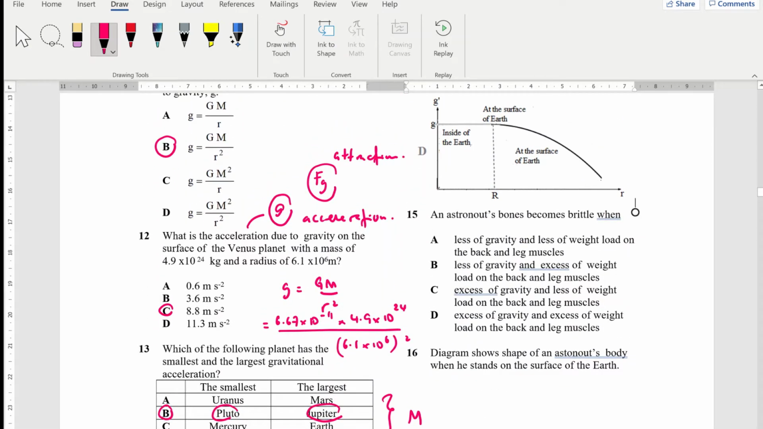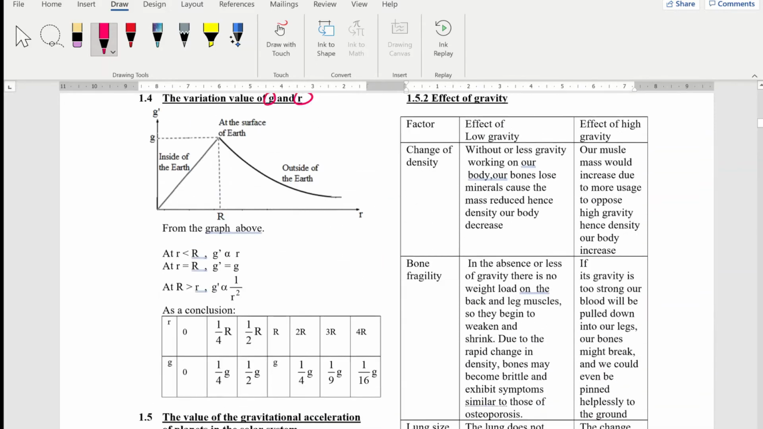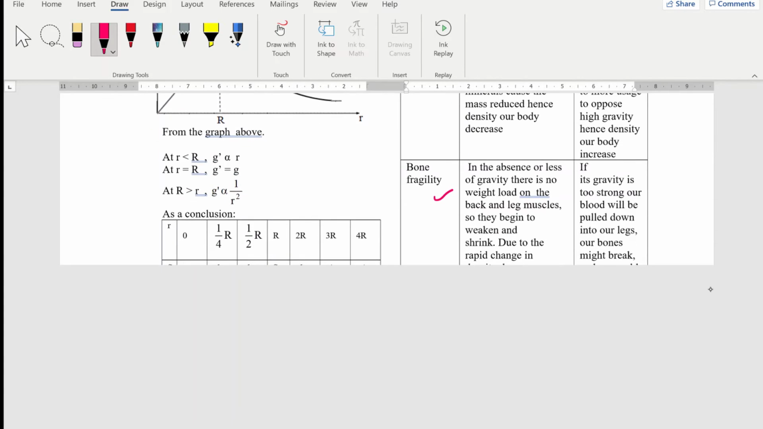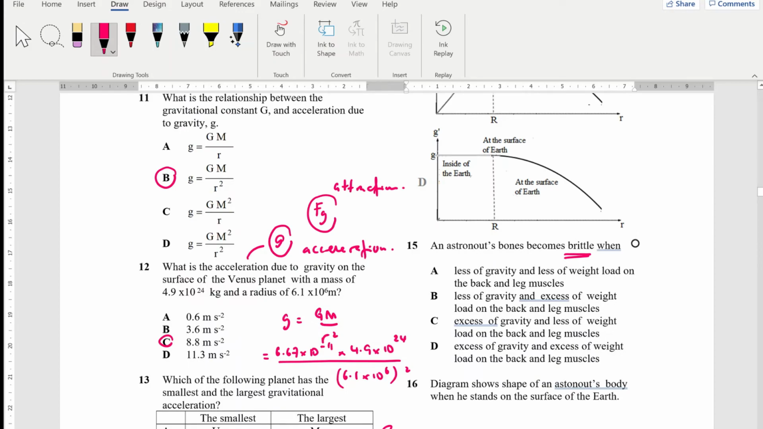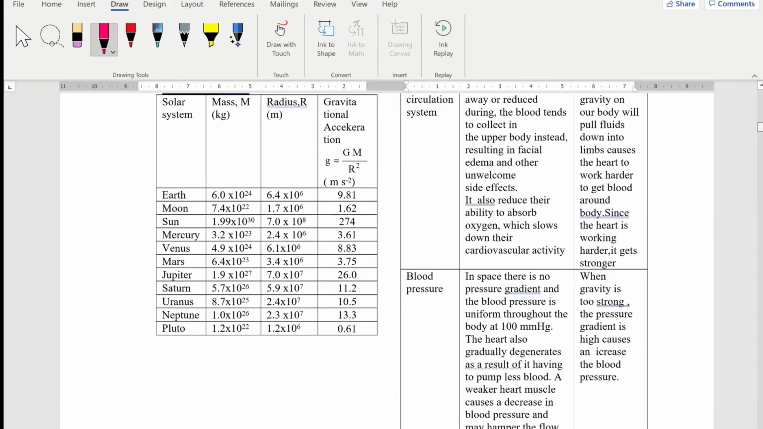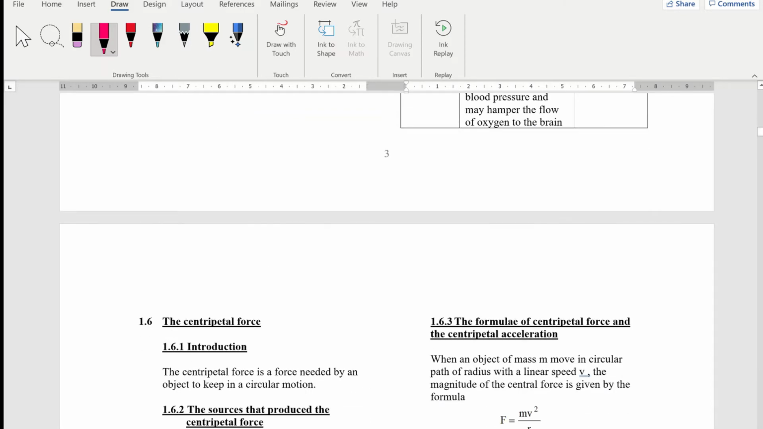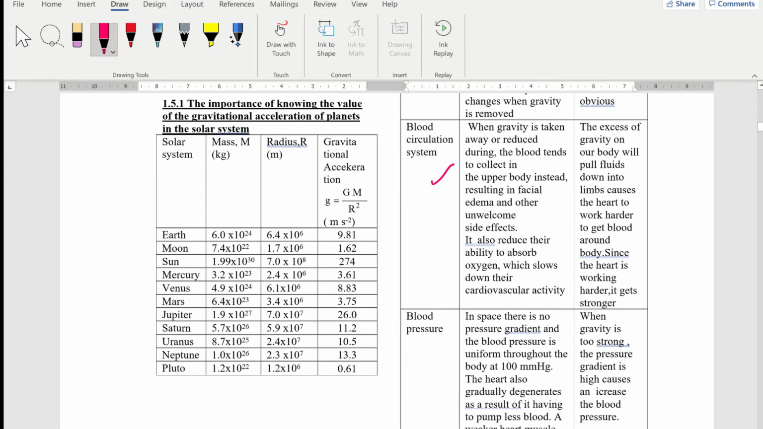Okay, an astronaut's bone becomes brittle when? Okay, this can also be read in the module. So here is the detail of the effect of gravity on several factors for our body. First, it talks about density, bone fragility. What else? Lung size, blood circulation. One more, blood pressure.